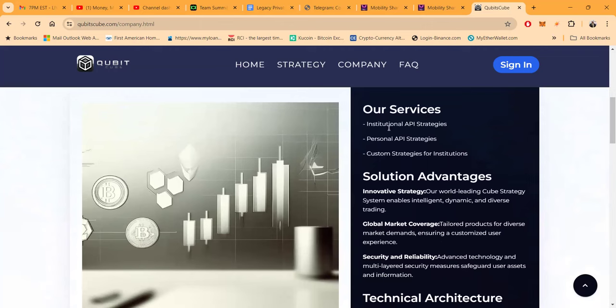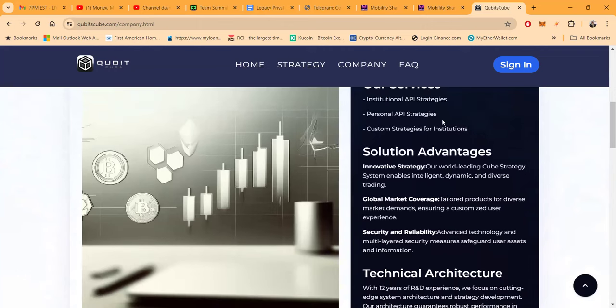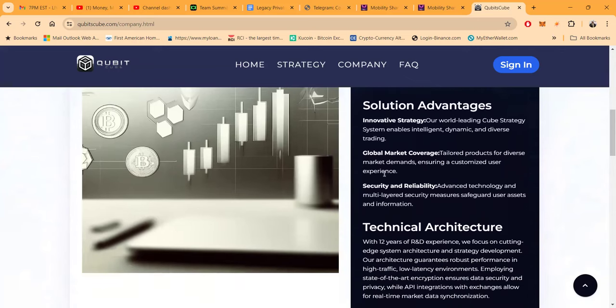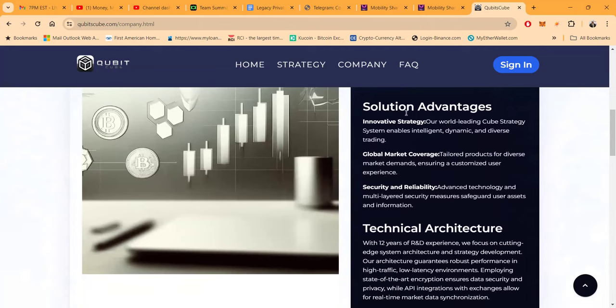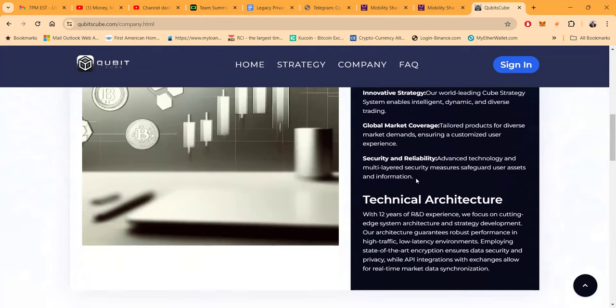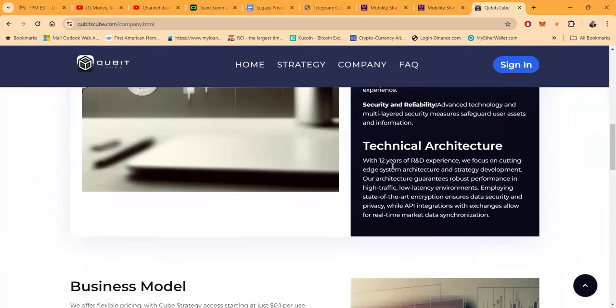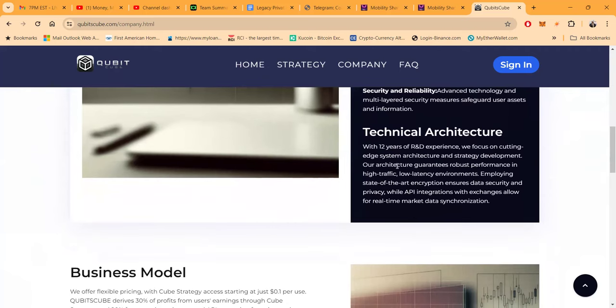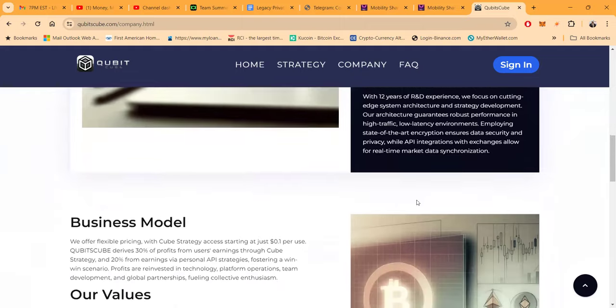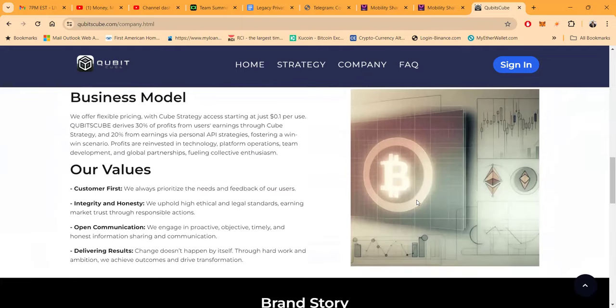Folks, here's their services. They offer institutional API strategies, personal API strategies, and custom strategies even for institutions. Folks, their solution advantages are innovative. They cover the global market, secure and reliable. Now, their technical architecture, they have over 12 years of R&D experience. They focus on cutting edge system architecture and strategy development. Here's their business model, folks.